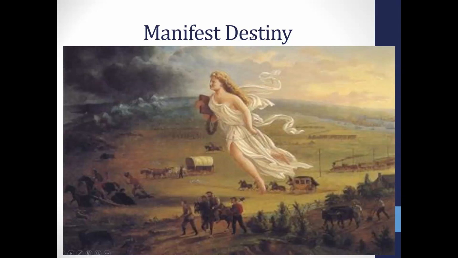So here is Columbia symbolizing the United States, and she's bringing along with her, it's kind of hard to see in this image, a telegraph wire. You have trains coming, the so-called hardy pioneers chasing away the Indians, and the darkness, so light going into darkness.